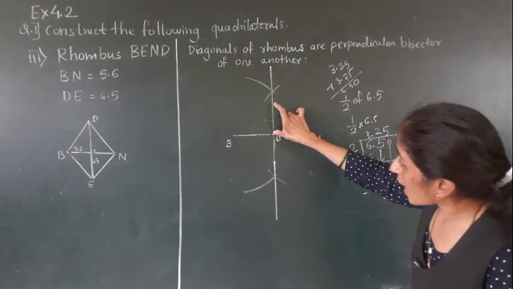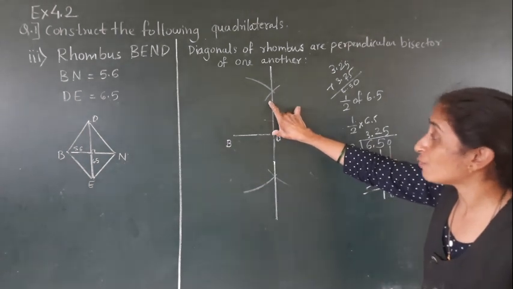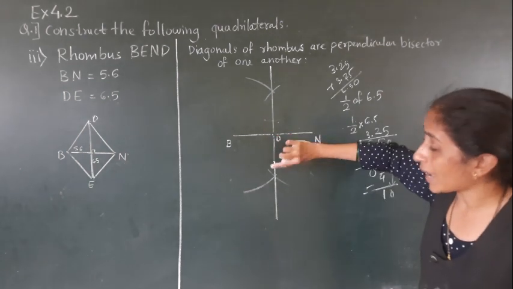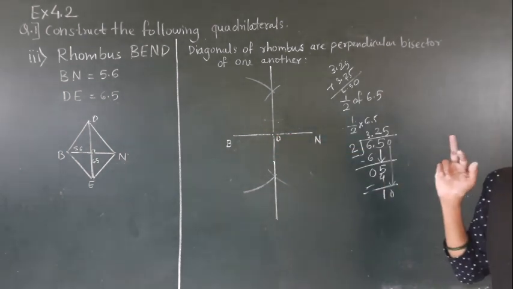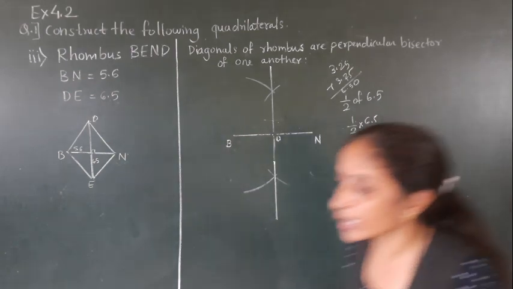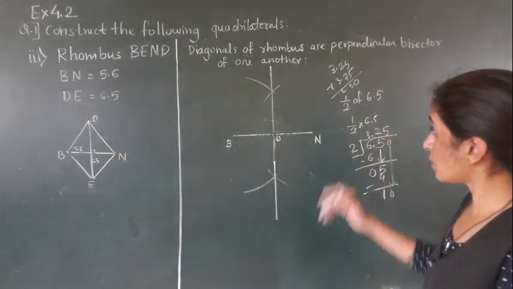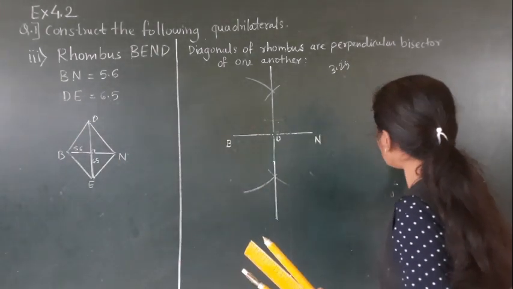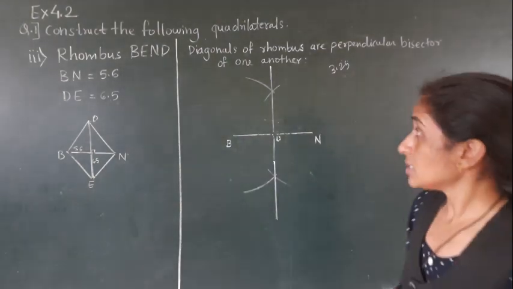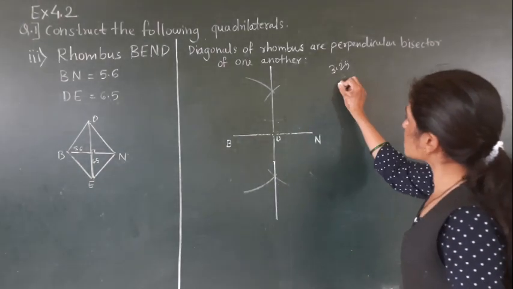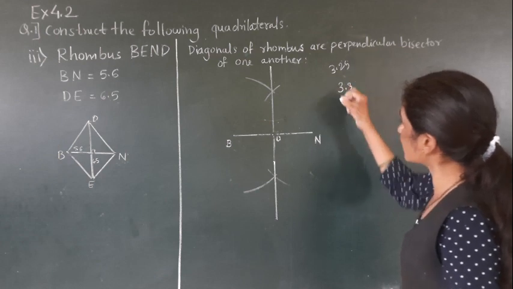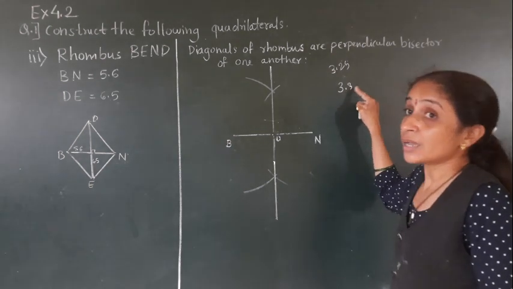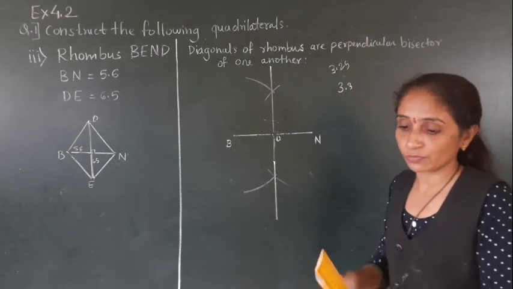So if we keep the compass at O and take 3.25 centimeter radius and draw an arc up and down, that measurement is 6.5. Now you will say, madam, how to take 3.25 measurement? See, 3.25 means after 3. If you round up, 3.3 means after 3. What do we have to do after 3? Don't take 3 lines, take between the 2nd and 3rd line.